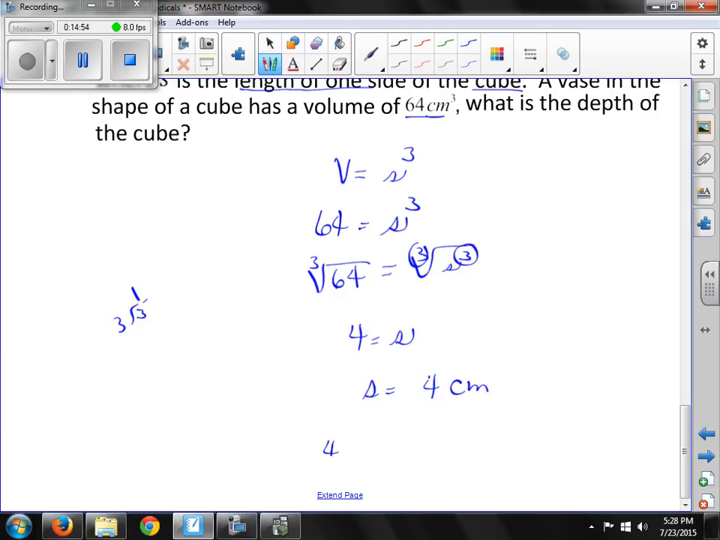4 centimeters times 4 centimeters times 4 centimeters. 4 times 4 times 4 is 16 times 4 is 64. And centimeters times centimeters times centimeters, if you add the exponents, you'll have centimeters cubed.